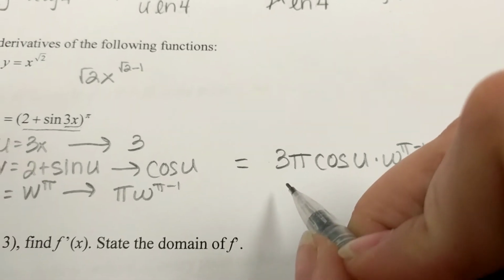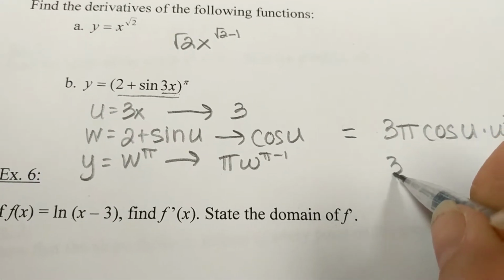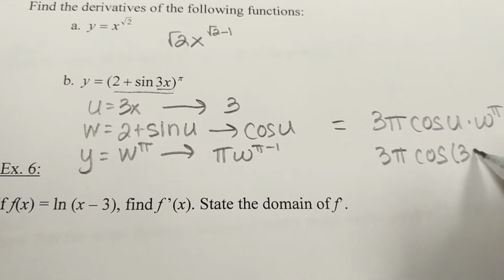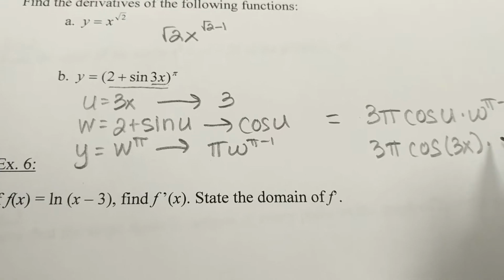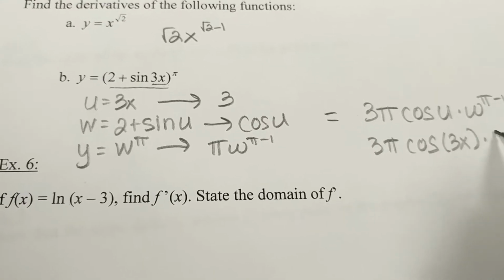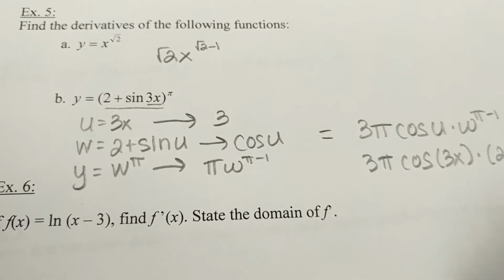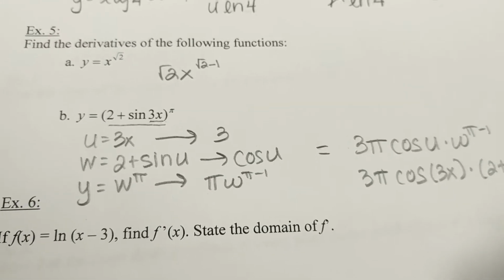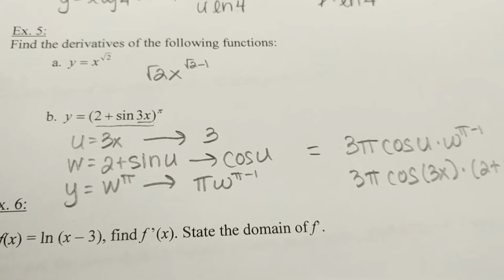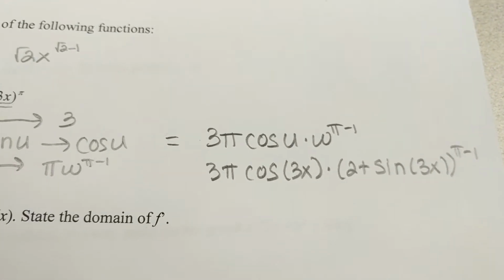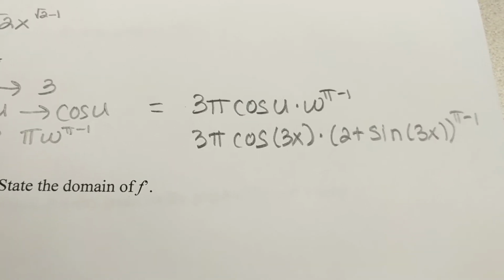And now we just have to put those numbers back in. So 3 pi cosine of u, which was 3x, times w, which was 2 plus sine of 3x, all of that to the pi minus 1. That's a fun derivative. Hokey Pete's.